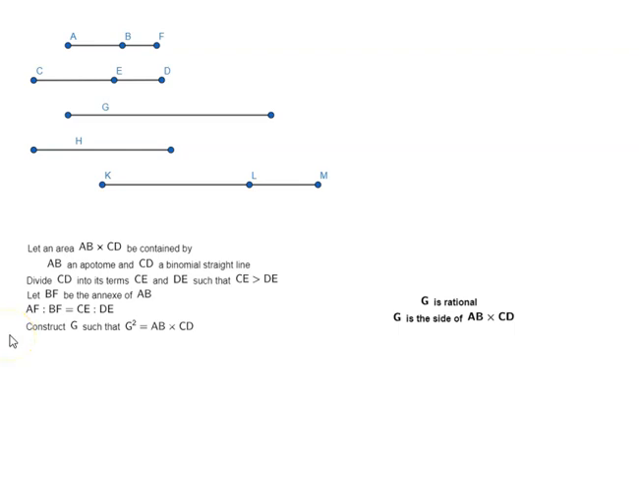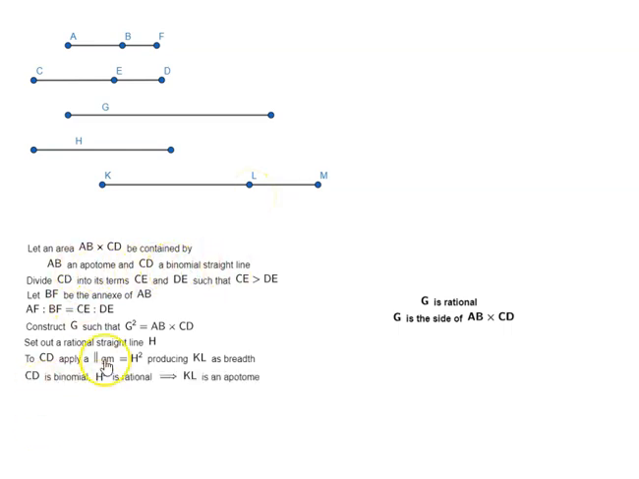Okay. So we set out a rational straight line H. We apply a parallelogram equal to the square on H to CD, producing KL as breadth. CD is binomial, H is rational, that means H square is rational, which implies KL is an apotome. The breadth that is produced by applying the square on a rational straight line to a binomial is an apotome, and that is KL. Now let KM and ML be the terms of the apotome.